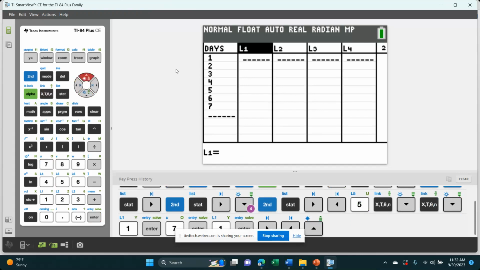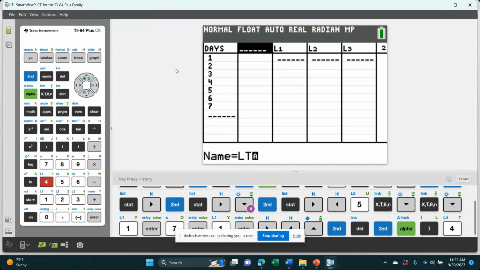So I'm going to move up to L1 again, and do a second and insert. I'm only going to put in one of the lists for the trash that's left, because that's what we're trying to decide: is the trash going to get to 0? Am I eventually going to pick it up? So again, I'm going to name it, doing second and alpha to lock the letters. I'm going to do L trash for left trash, the trash that's left. That just reminds me of what my table represents.